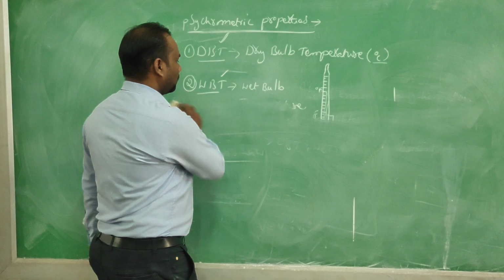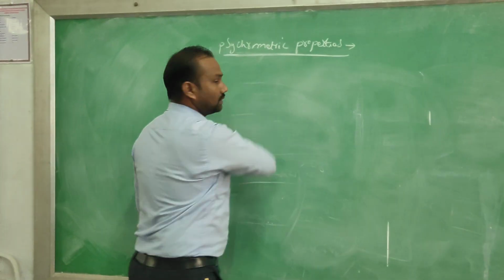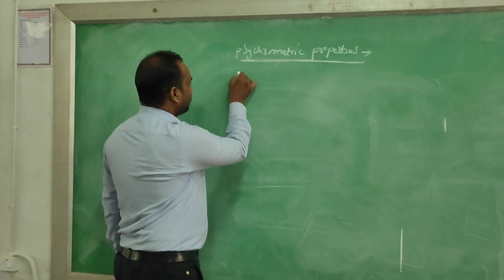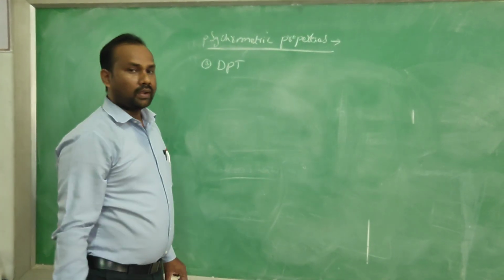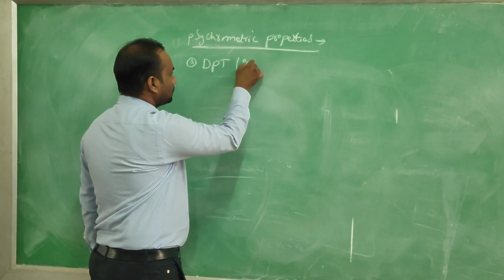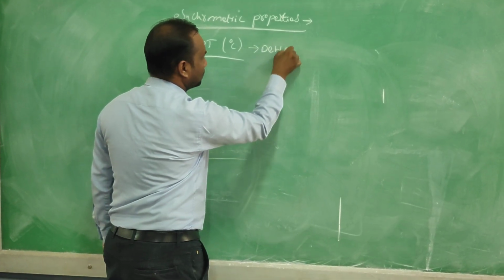The unit of wet bulb temperature remains the same, which is degree centigrade. Then another property called dew point temperature is also measured in degree centigrade. So DPT indicates dew point temperature.